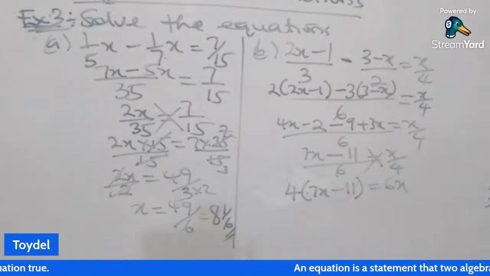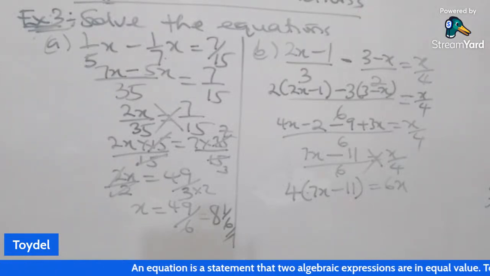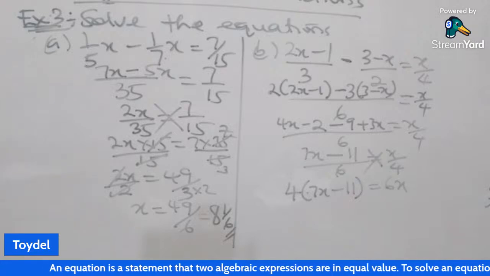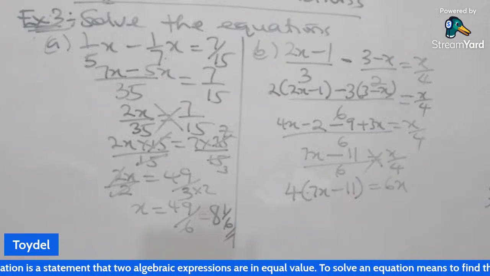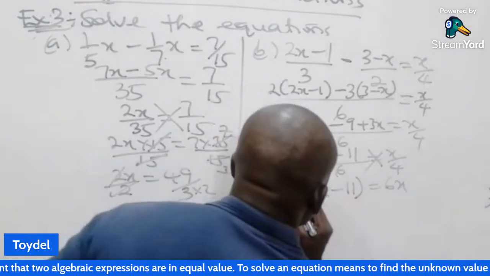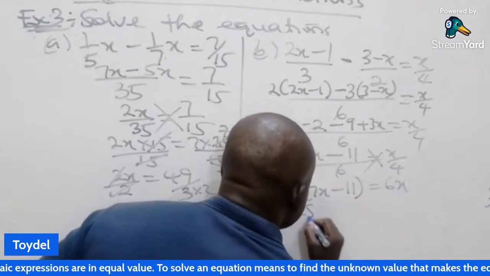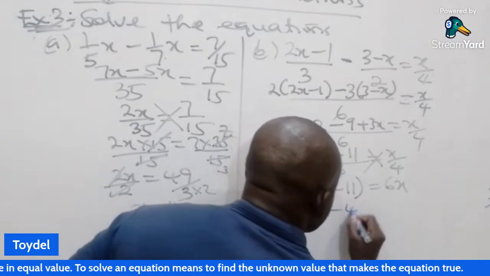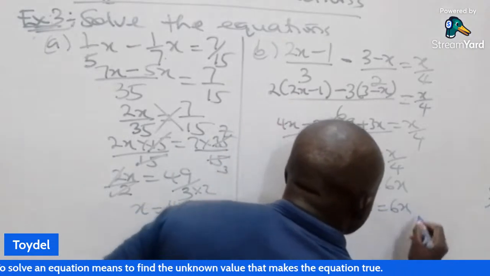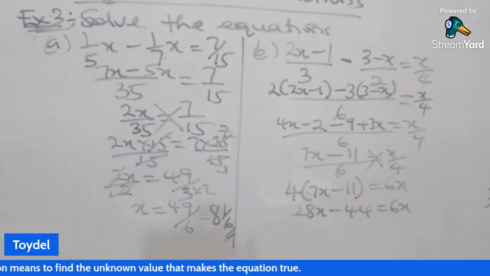Let's look at it very well, so that at the end of the day we are going to have 4 times 7, that's 28x minus 44 is equal to 6x. That's what you are going to get.